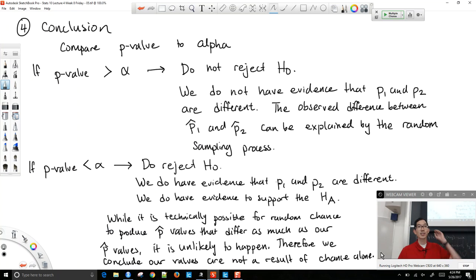All right, is this all good? Yes, question? What does it mean by you have evidence to support it? So if our alternative was that P1 is greater than P2, then we would say we have evidence to support that P1 is greater than P2. Whatever the alternative hypothesis states, we would say we have evidence to support that alternative. So the above one doesn't have anything to do with the alternative? It does. We would say we don't have evidence to reject the null, and we don't have evidence to support the alternative.